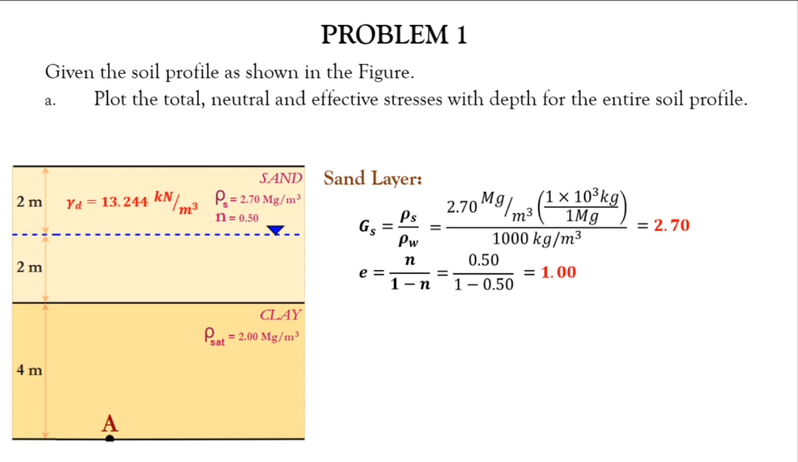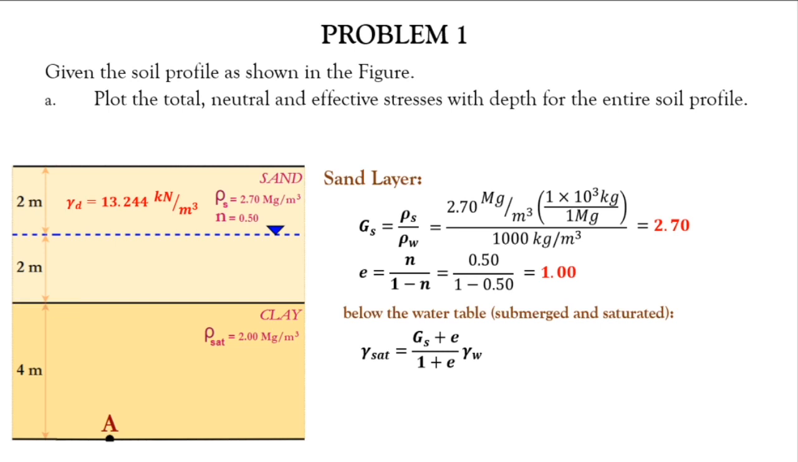Something different happens below the groundwater table. Because it is below the groundwater table, the sand layer is submerged and therefore fully saturated. So we have to consider the sand layer below the water table as submerged and saturated. I can use the formula for the saturated unit weight of the soil, given by the expression (Gs + e) over (1 + e) multiplied by the unit weight of water.